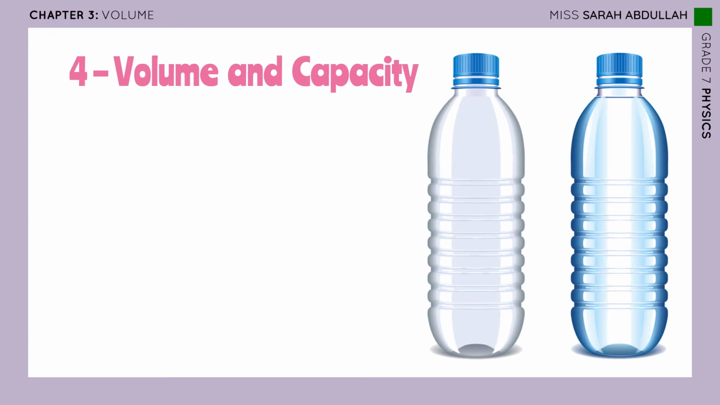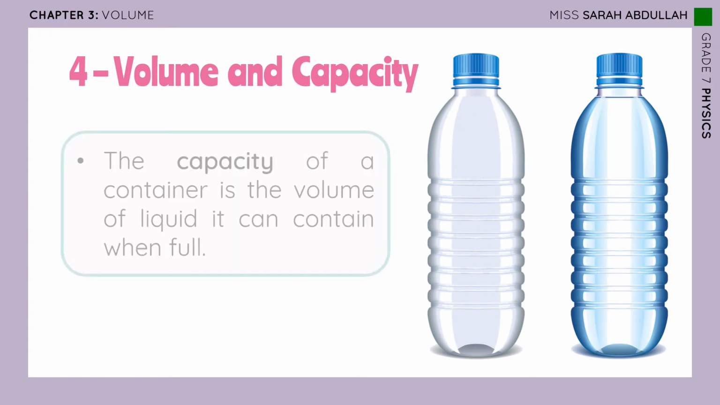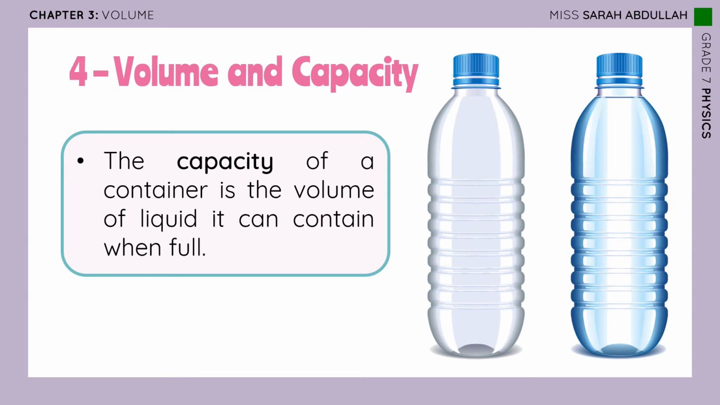Now we will know the difference between volume and capacity by defining capacity. The capacity of a container is simply the volume of liquid it can contain when full. Let's say you can bring any water bottle and you can read on it the volume, right? Like you read last time, 500 milliliters or 1 liter. You read it before. So, what are these exactly? These represent also the capacity of this water bottle. This is the maximum volume that it can contain.